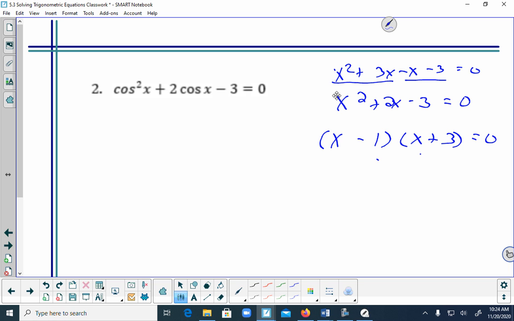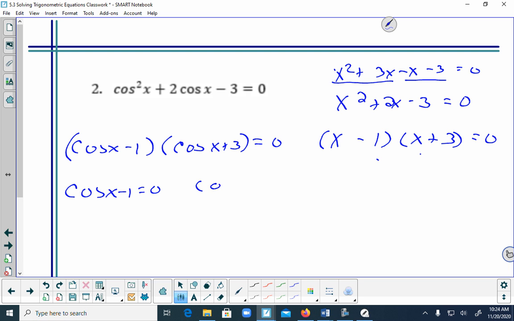So when I factor this, this is going to factor as cosine x minus 1 times cosine x plus 3 is equal to 0. Using the zero product property, I'm going to set each parenthesis equal to 0 and then solve each one independently. So here I'm going to add 1 to both sides, so the cosine of x is equal to 1. When is the cosine equal to 1? That happens at 0 and 2 pi.